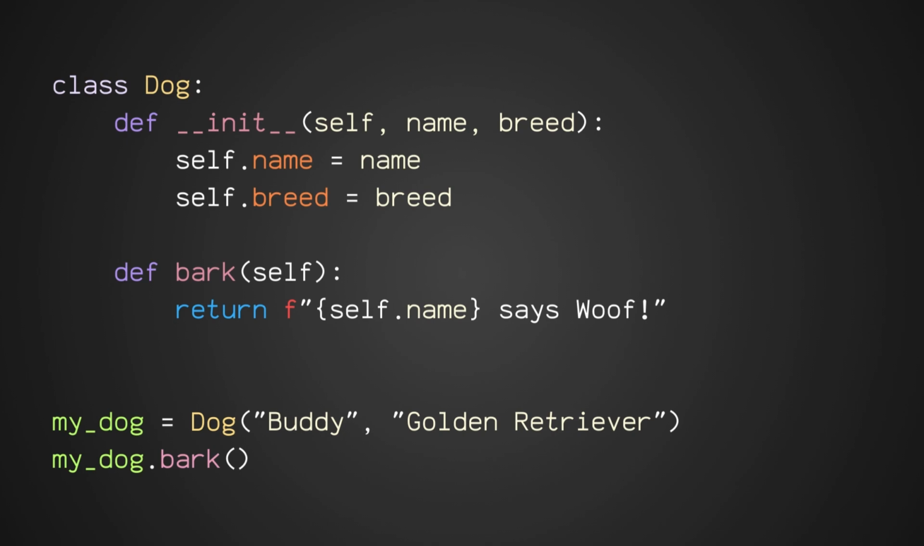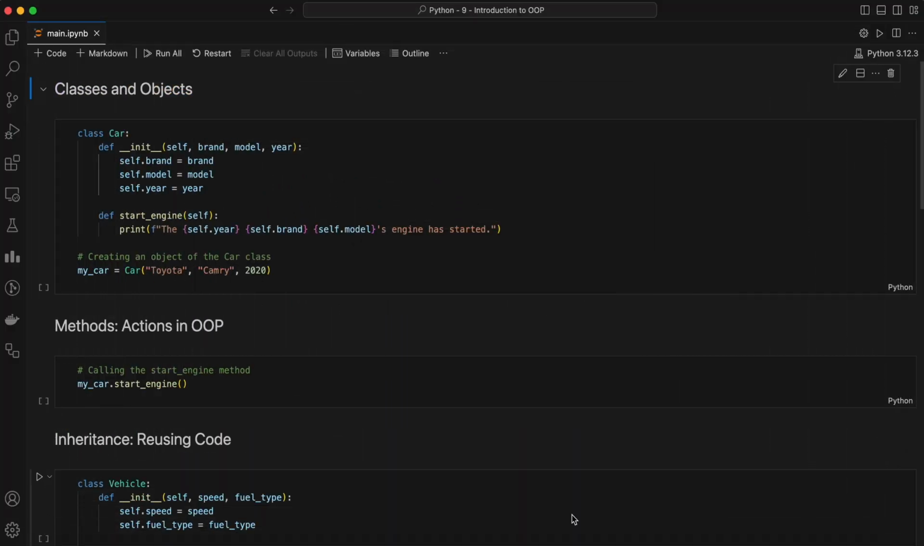OOP in Python revolves around four key concepts: classes, objects, inheritance, and polymorphism. Don't worry if these terms sound intimidating right now. We're going to break them down one by one. All right, let's start with the first and most fundamental concept, classes and objects.